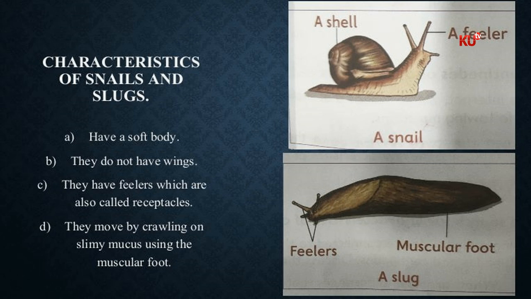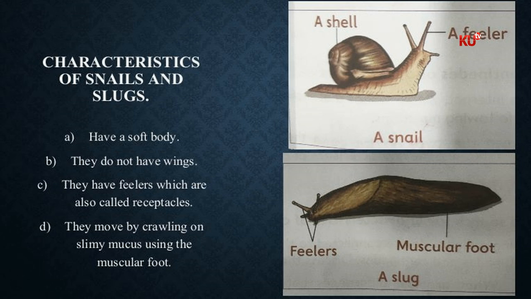We can see from our diagram, we can see the feelers, and in insects, we called them feelers or antennae. Here, under slugs and snails, they are called feelers. They are also used for feeling as a sense organ. And they are also called receptacles because they receive some senses. Snails and slugs have feelers, and another name for the feelers of snails and slugs is.